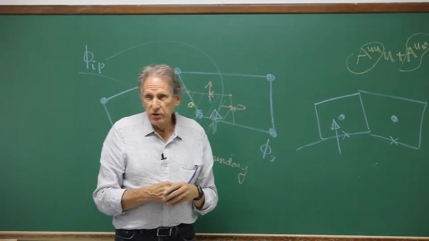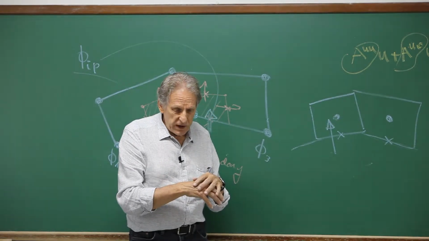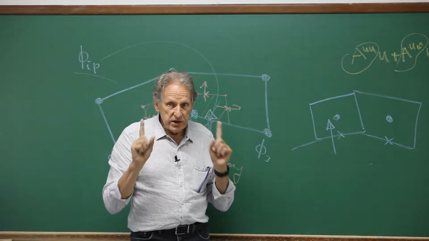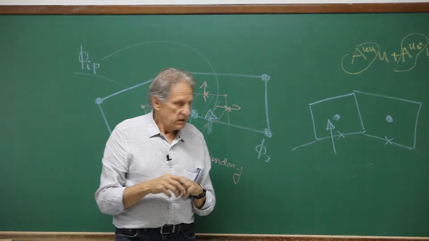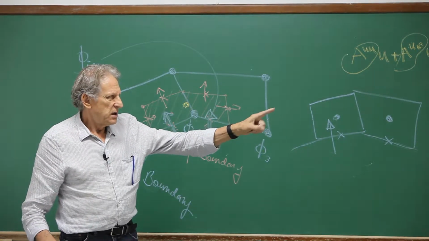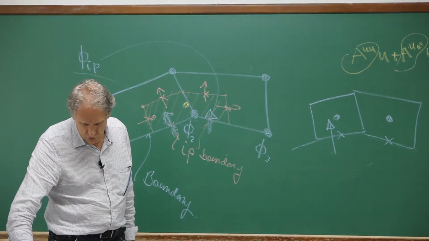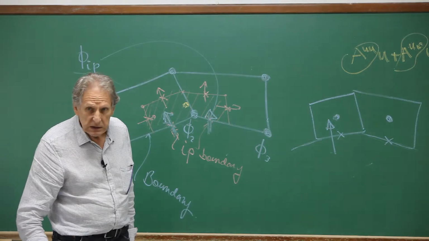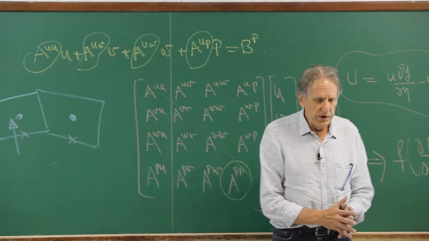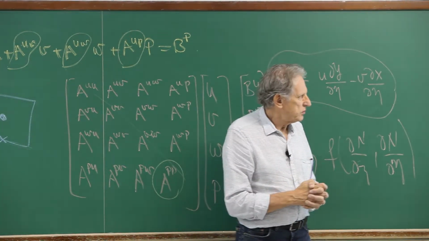I'm going through this multigrid because it's important, because it's a way to accelerate the convergence of iterative methods. And then we are going to talk about one which is used for some softwares, commercial softwares, which tremendously accelerates the solution.